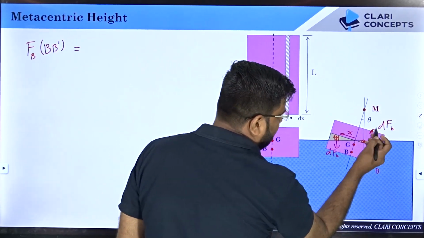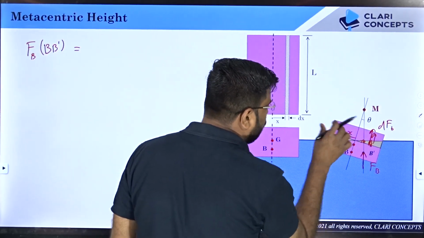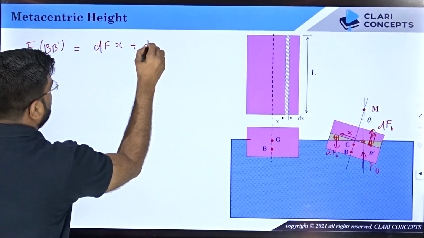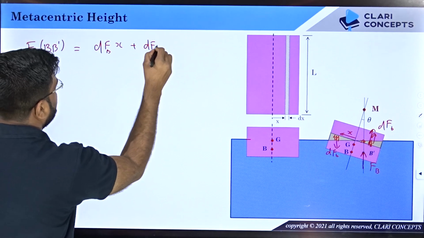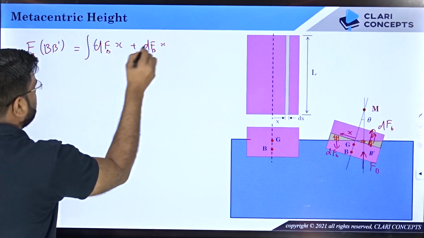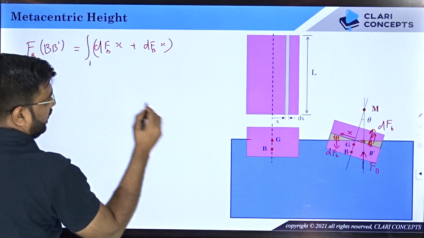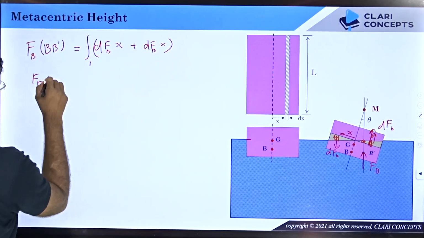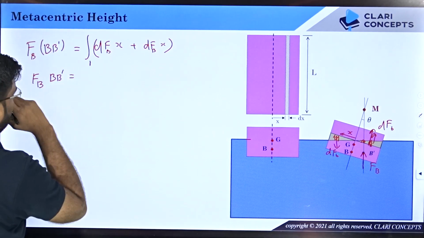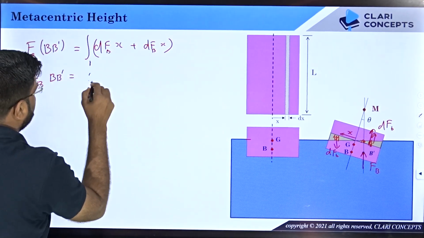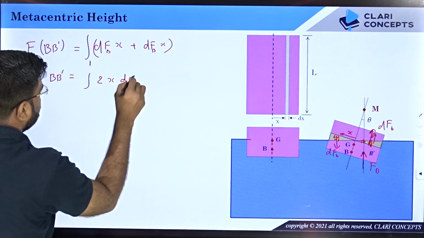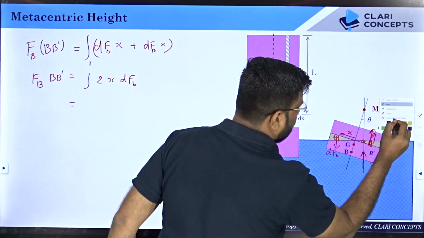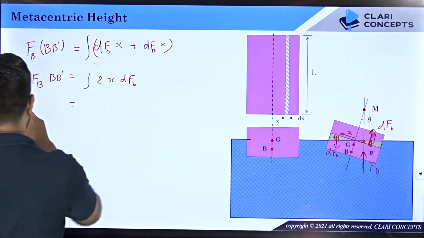Now what is that? Can I say dFB into x plus dFB into x is the clockwise moment. So dFB into x plus dFB into x, and then integrating this with respect to, let's say, the axis, right? Now if you continue this derivation, what you will see is BB dash is 2 times dFB into x, isn't it? 2 times x into dFB. Now let me remove this one, because right now it is along the x-axis, but then we will change the integral.